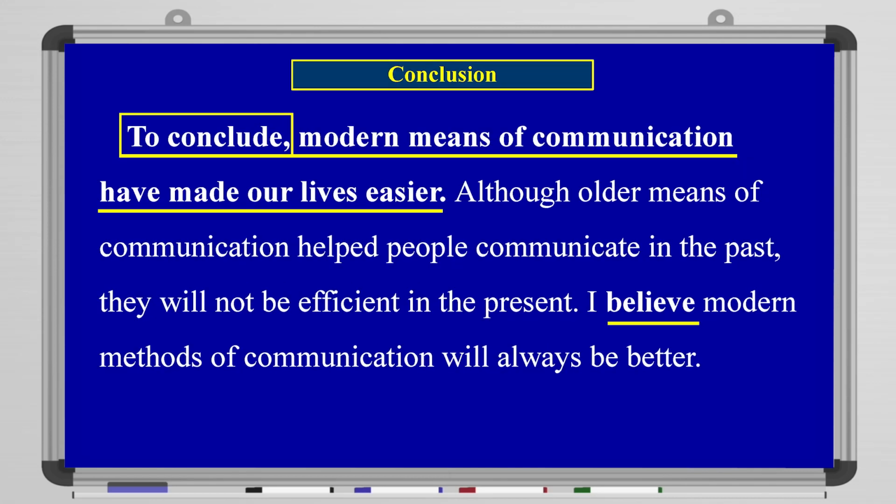Conclude your essay. Use concluding words and terms to conclude. In conclusion, those are all words indicating that you are ending and wrapping everything up. To conclude, modern means of communication have made our life easier. Although older means of communication helped people communicate in the past, they will not be efficient in the present. I believe modern methods of communication will always be better.